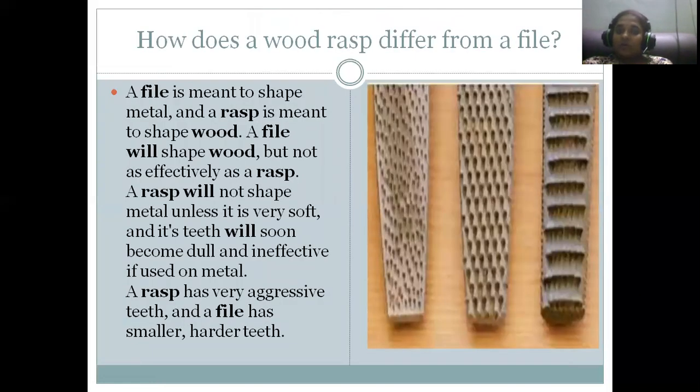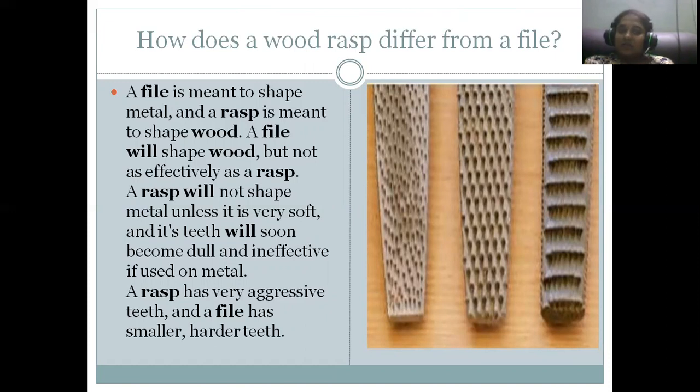How does a wooden rasp differ from a file? You have to understand one thing: there are two types of files. I didn't go into the detail because when we come to part 2, trade 2, that is fitting, you will understand well that there are two types of files. I have just introduced one type, the wooden rasp. So they may ask you what the difference is between a wooden rasp and a file. And there are again different files within files. Let me not go into the detail for now. You have to be able to answer how a wooden rasp differs from a file.